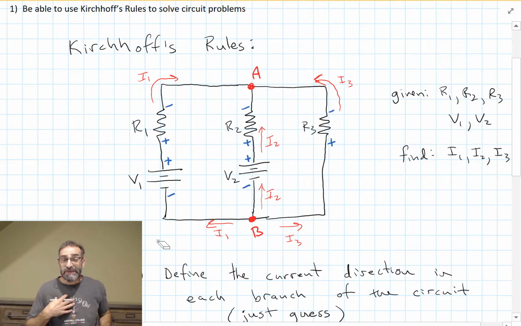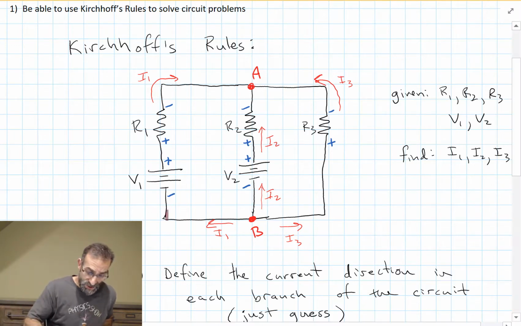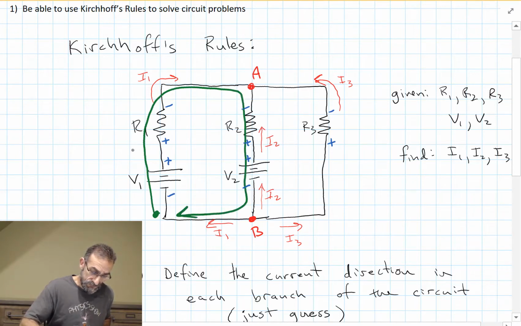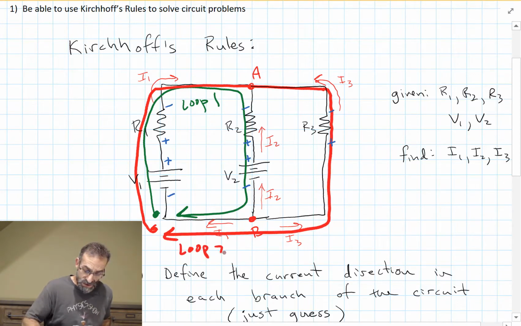What I like to do is always start in the same place. And as I make my loops, I keep incorporating new devices. So I'll start here, and I'll call this loop number 1. I'll use green. And then I'll start there again. And this time I'll incorporate R3, and I'll call that loop 2.